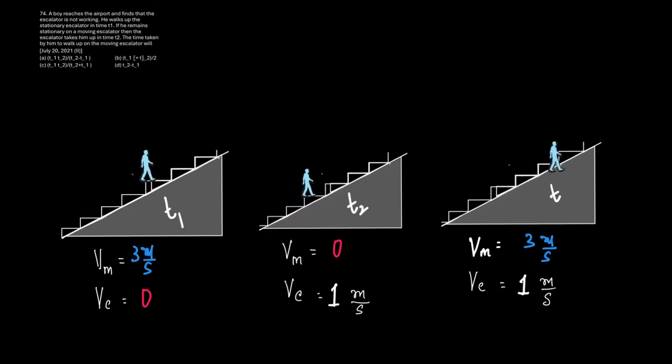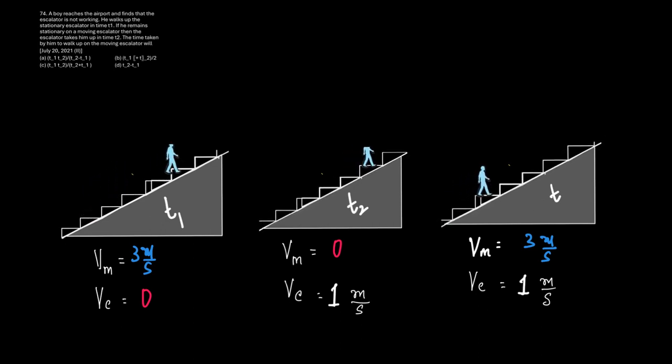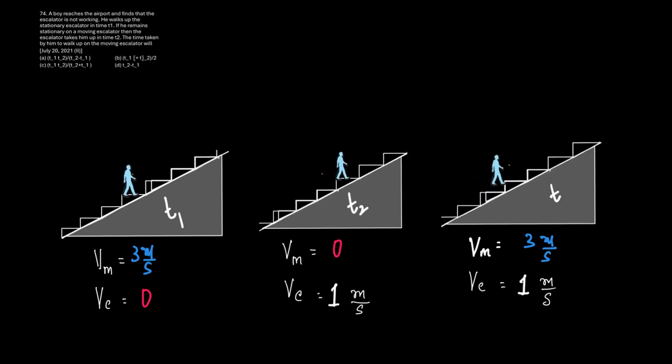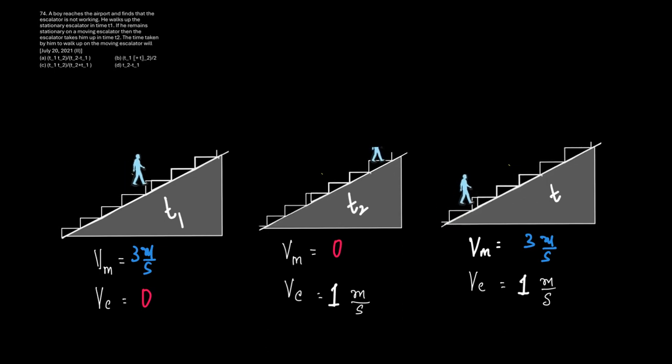Now, by this time, if you have followed the solution so far, you should be in a state of mind to ask one question. What is that? These velocities mentioned here, what are they with respect to? Are they with respect to the man? Are they with respect to the escalator? Or are they with respect to the ground? Right?